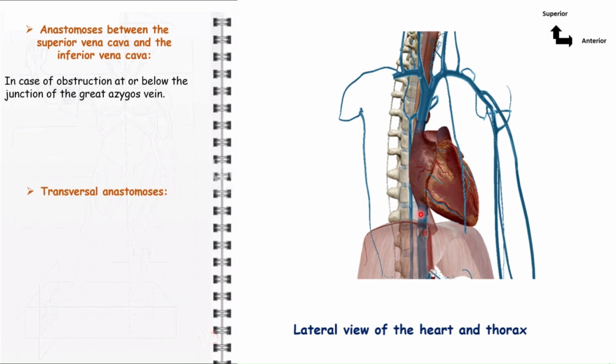And transversal anastomosis. In case of interruption at the junction of the brachiocephalic trunks, the collateral pathways are the system of thyroid veins and the interjugular system, internal, anterior, and external.